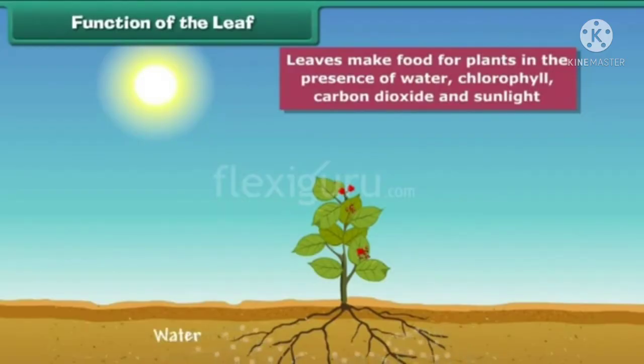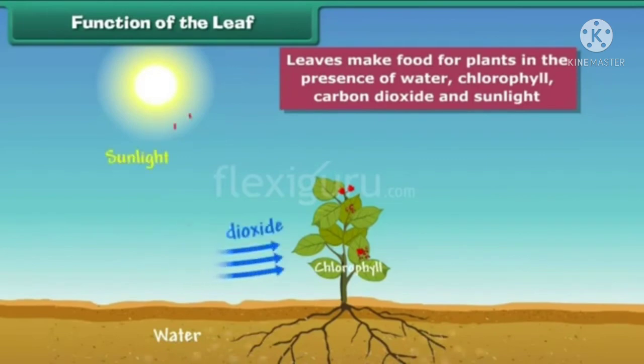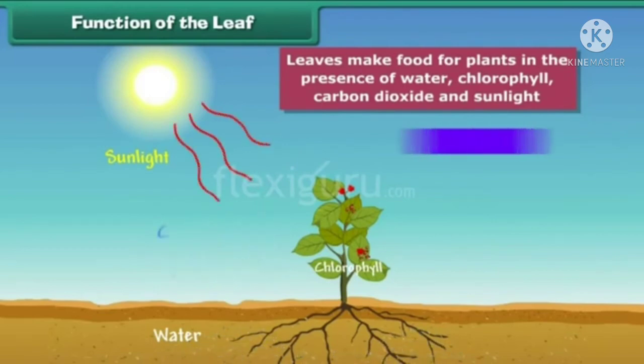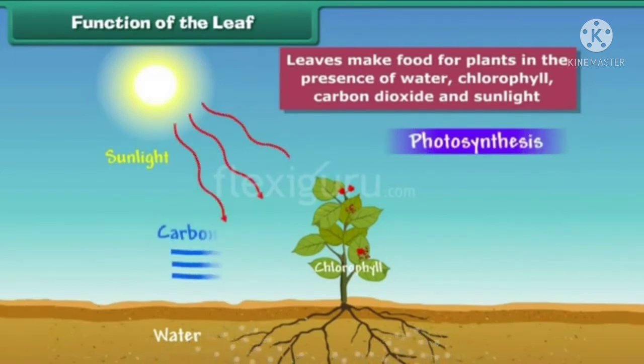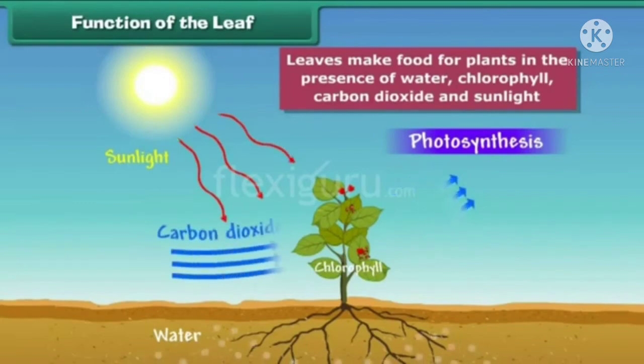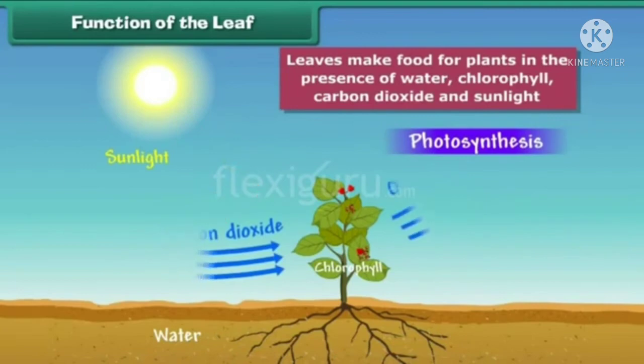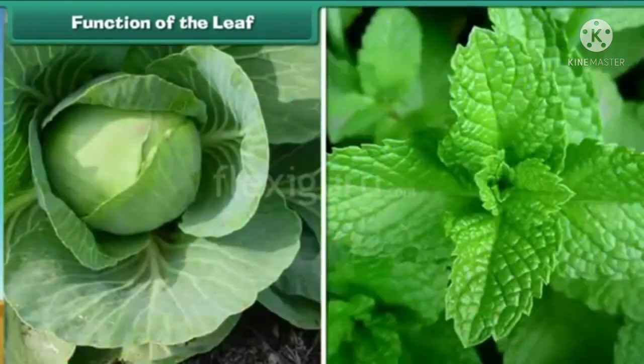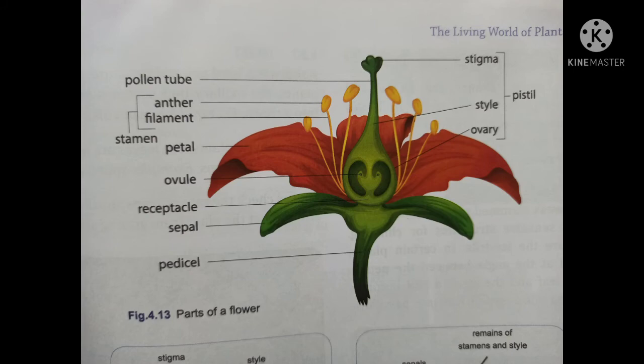Leaves also help in the exchange of gases. During photosynthesis and transpiration, air enters and goes out of the leaves through the stomata. Yes, children, during the photosynthesis, green plants absorb carbon dioxide and release oxygen. Next, the flower. The flower helps in sexual reproduction, which leads to the formation of fruits and seeds. This happens after pollination and fertilization.